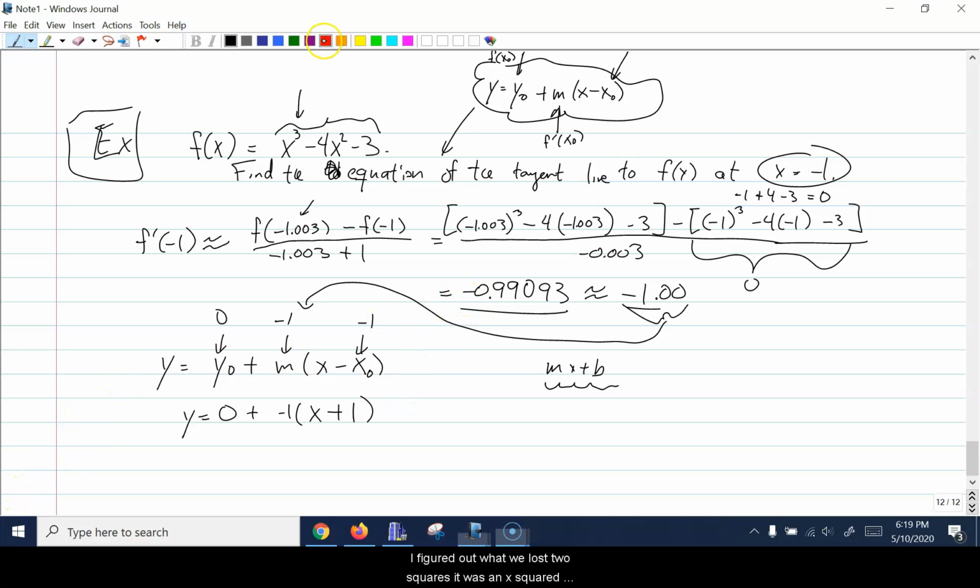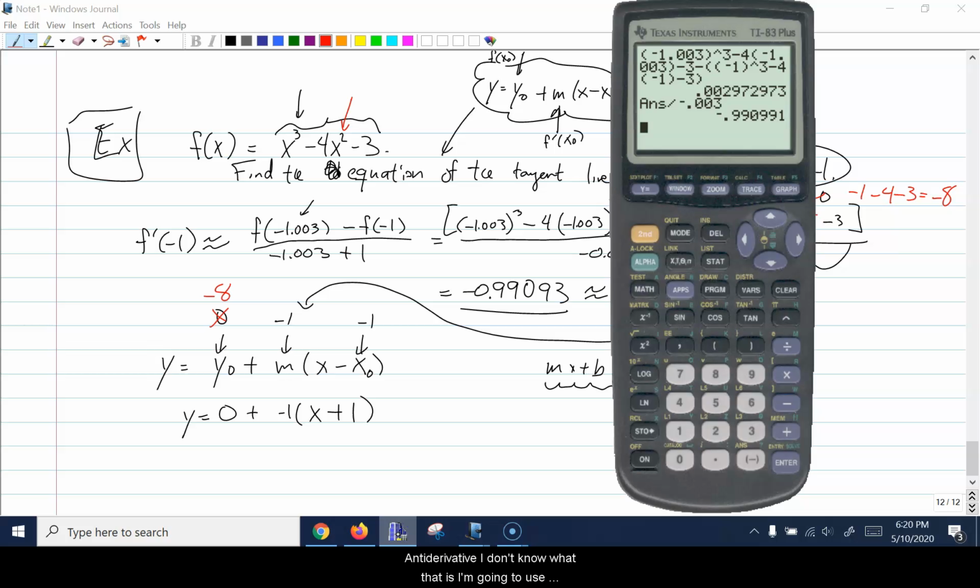I figured out what. We lost the squared. That was an x squared. We didn't square that, and we didn't square that. Is that going to change the thing? Oh, now our y value isn't 0 anymore. That should have been -1 minus 4. -1 squared is 1, so -4 minus 3 is, now everything's negative. -8 is our y value.